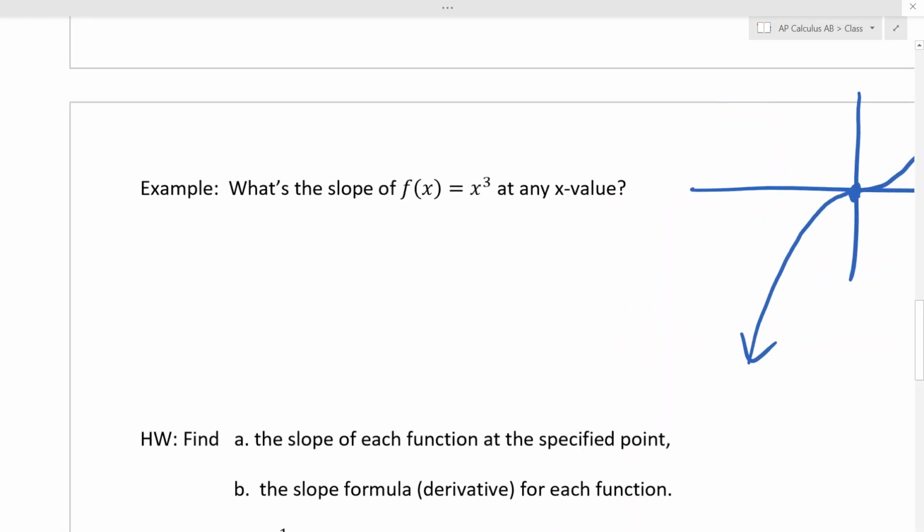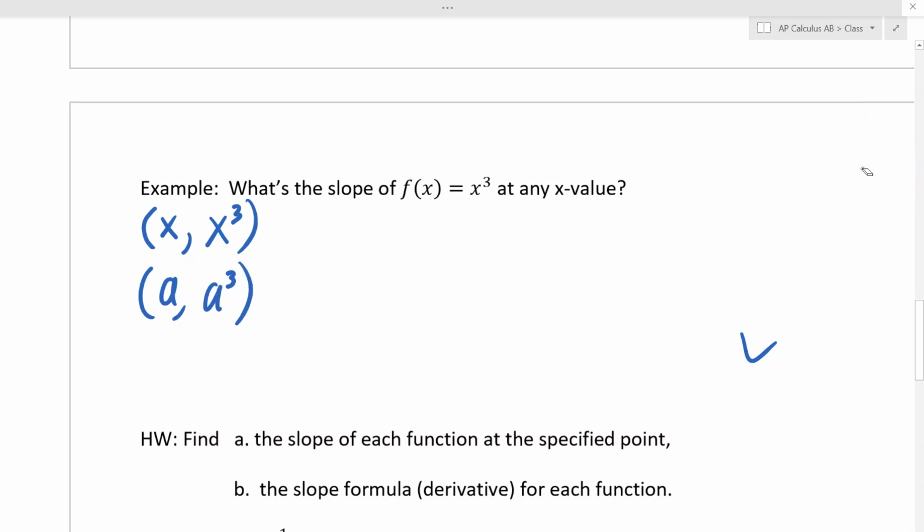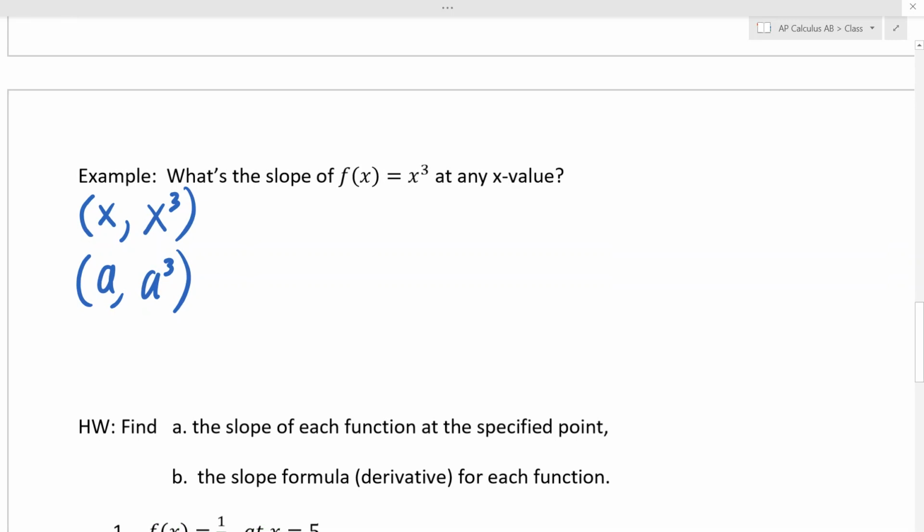Okay? But to find the slope between them, we're going to take our 2 points, which we're not going to pick a number for. I use x and a. You can use any letters you want. I like to use x because your derivative will usually have x in it. Okay? And we find the slope between them. That's going to be x cubed minus a cubed over x minus a.